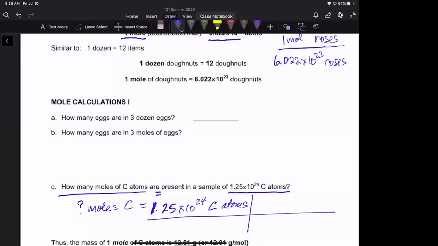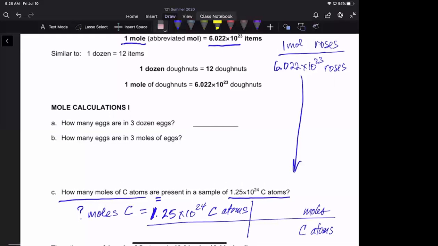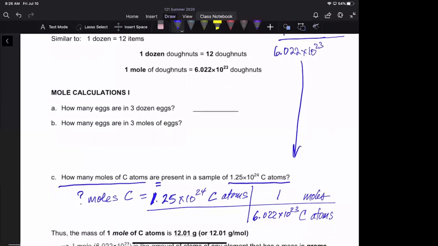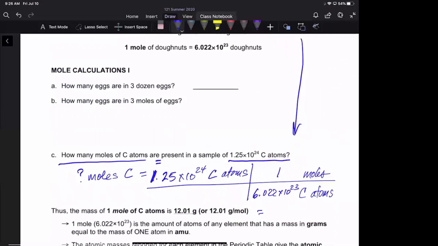So I will need to get rid of carbon atoms down here, and I want to go to moles up here. So then we need to fill in the numbers from our factor. Oh well, we're not talking about roses anymore. So the 1 goes with the moles. So let's put a 1 there, and we'll put the value down there. And then we'll calculate. So give me a moment.